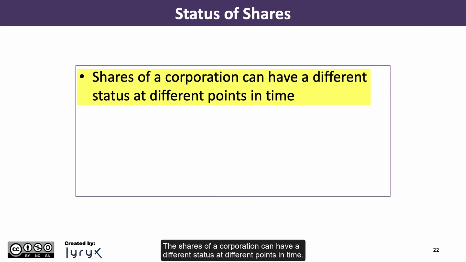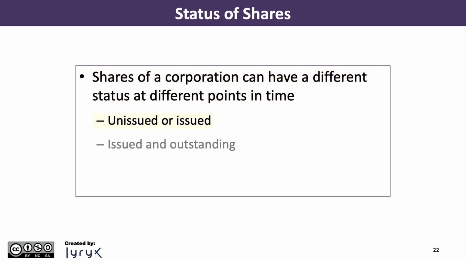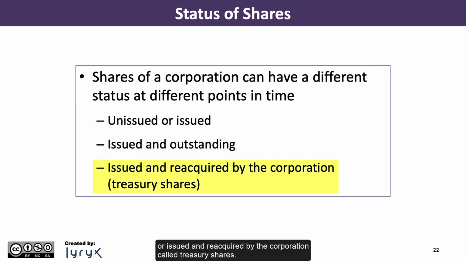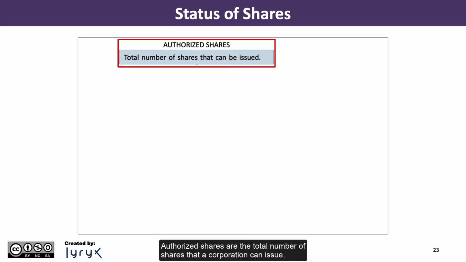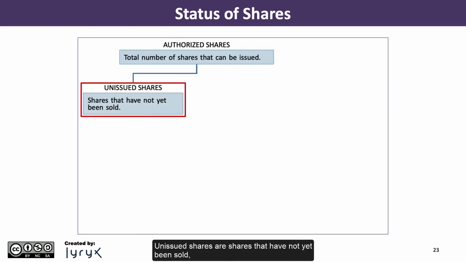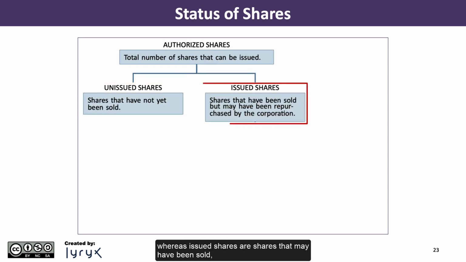The shares of a corporation can have a different status at different points in time. They can be unissued or issued, issued and outstanding, or issued and reacquired by the corporation, called treasury shares. Authorized shares are the total number of shares that a corporation can issue. Unissued shares are shares that have not yet been sold, whereas issued shares are shares that may have been sold, but may have also been repurchased by the corporation.